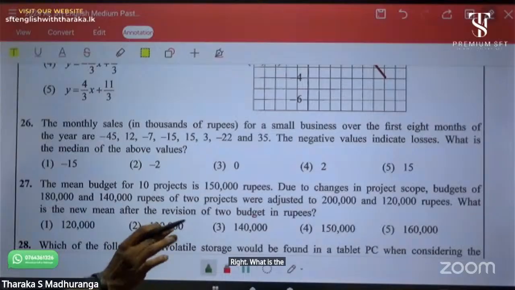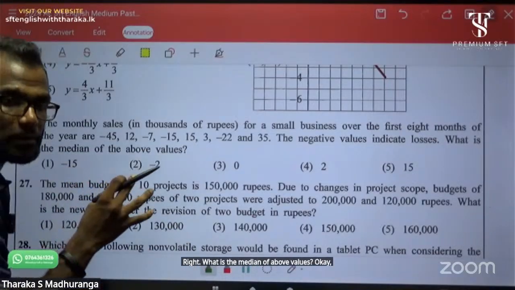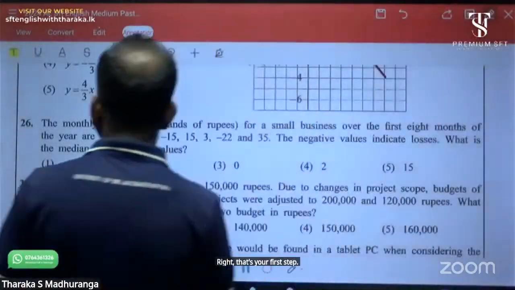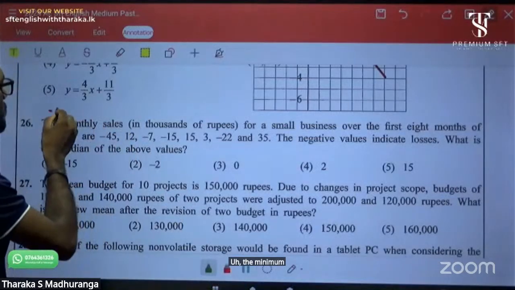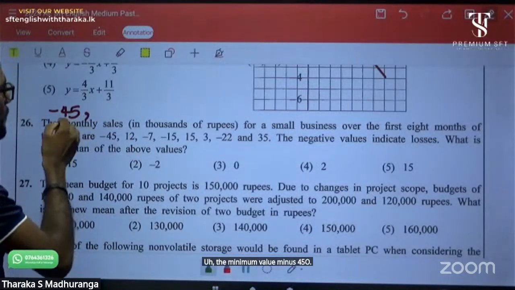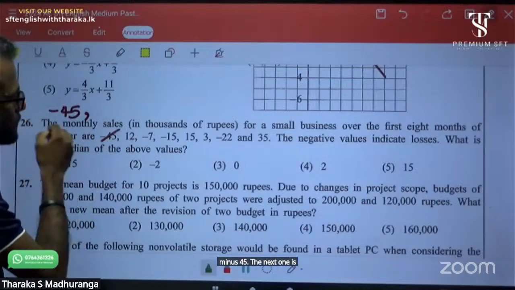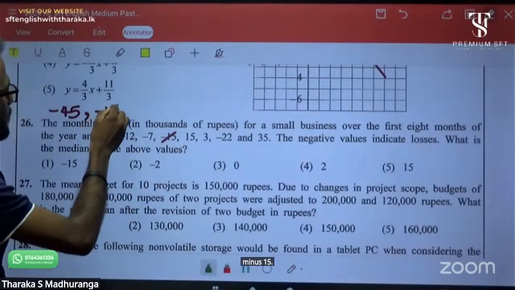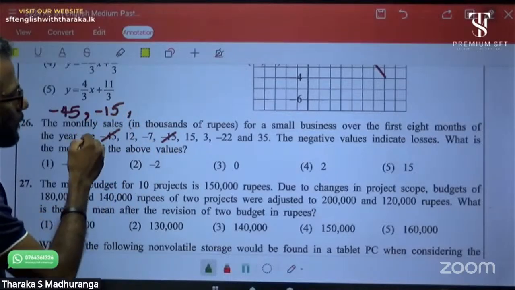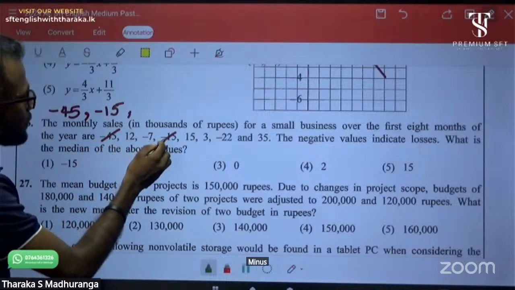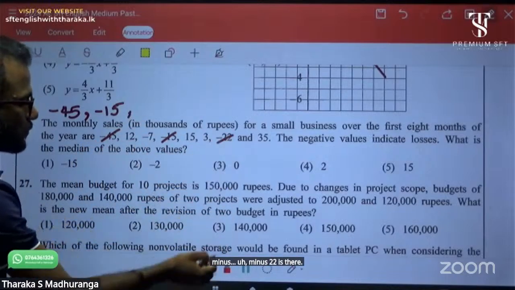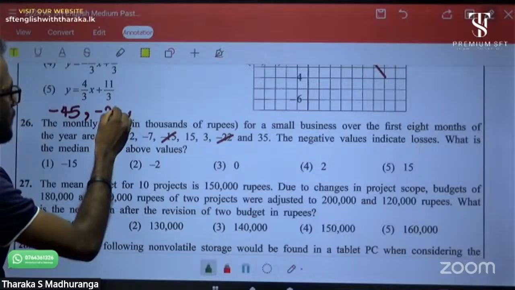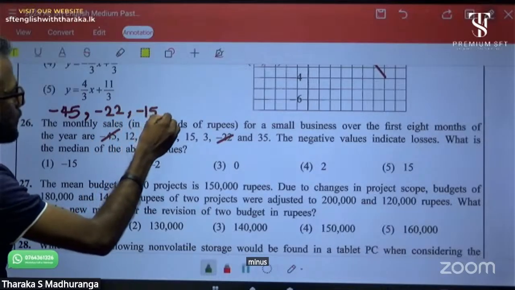Okay, before calculating the median, your first step, prepare the given data in ascending order. Right, that's your first step. The minimum value minus 45. Minus 45. The next one is minus 15. Minus 22 is there. Minus 22, minus 50. Minus 15, comma, minus 7.